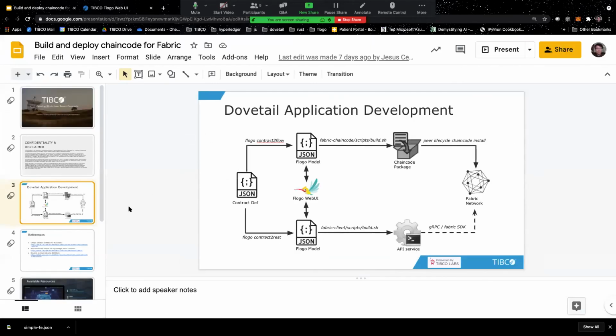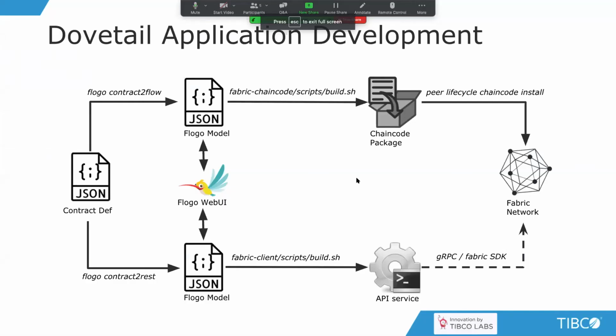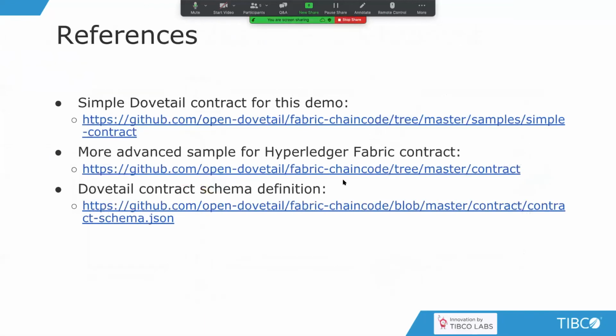That's basically the demo. If you want to get more details, these are the links on the internet. It's Open Dovetail Fabric, the simple contract. This is the example we just showed. And if you want to see a more advanced contract, you can look at the Fabric chaincode contract folder. That is a more advanced one.